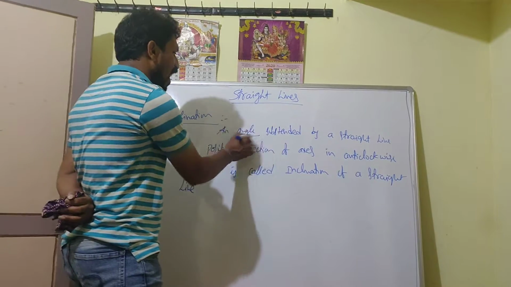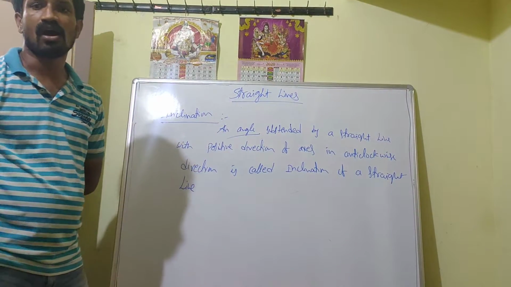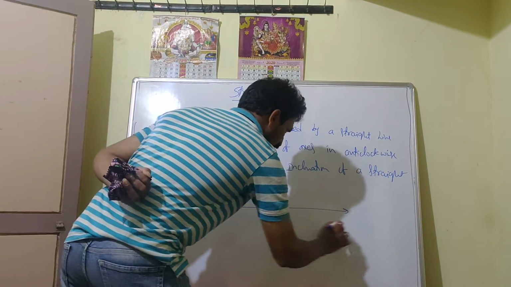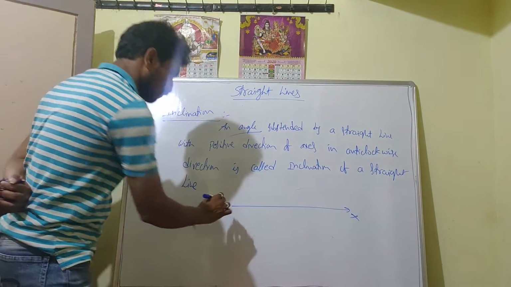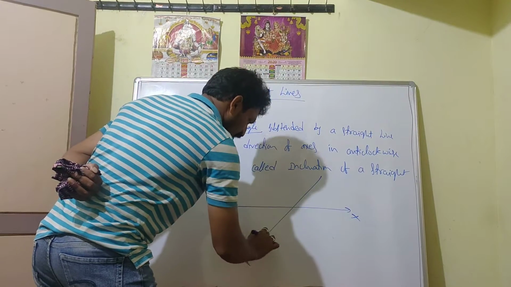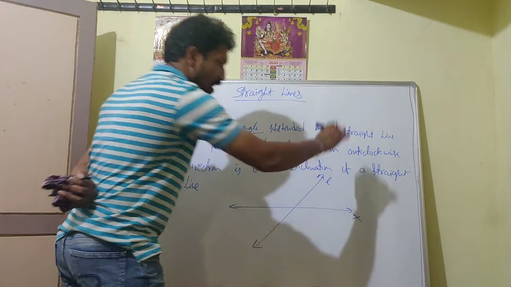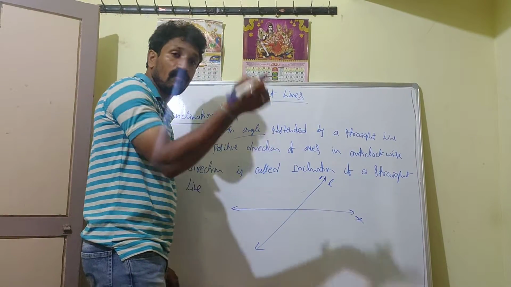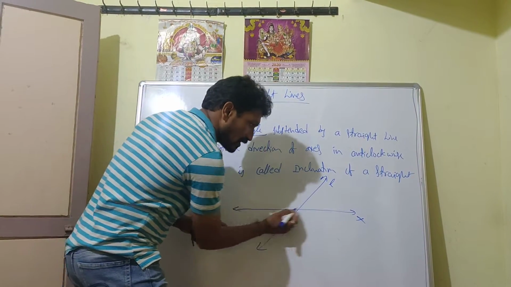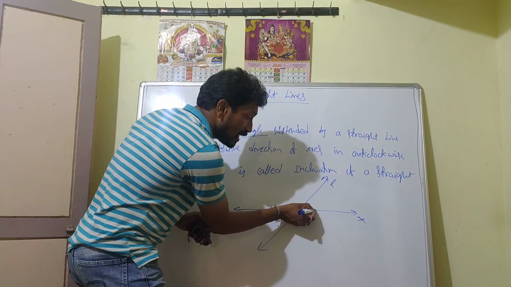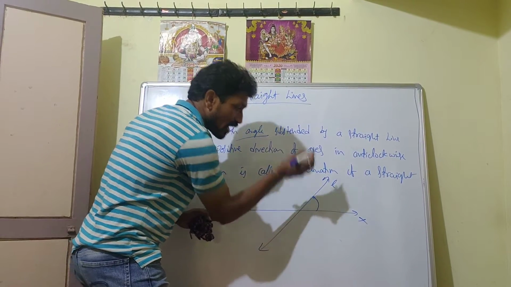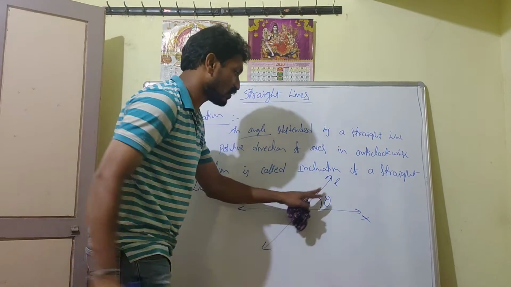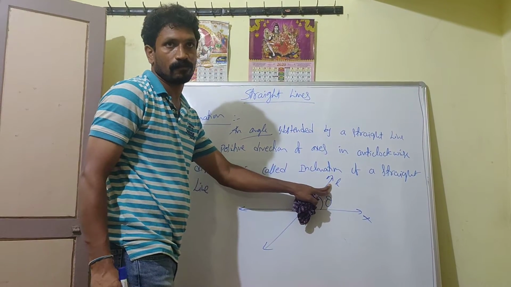Generally, angles are denoted with theta, alpha, beta, gamma, like this. See here, this is the x-axis. This is any straight line that is denoted with some L. If this straight line makes an angle theta with the positive direction of the x-axis in an anti-clockwise direction like this, this is called the inclination of this straight line L.